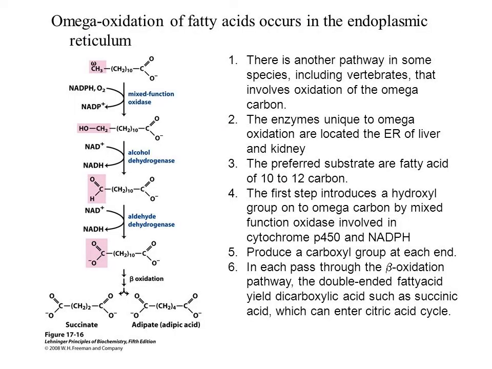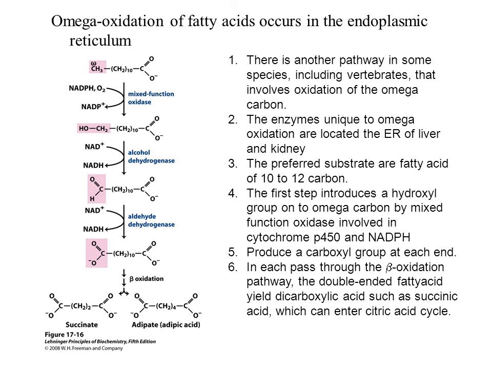The enzymes unique to the omega oxidation are located in the endoplasmic reticulum of the liver and kidney, and the preferred substrates are the fatty acids of 10 to 12 carbons.